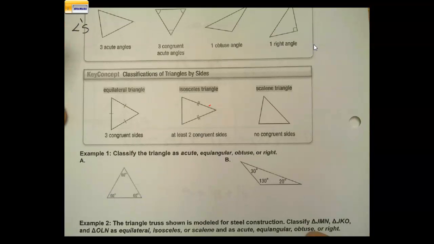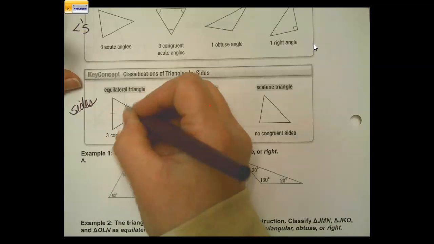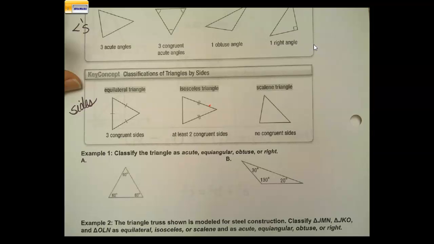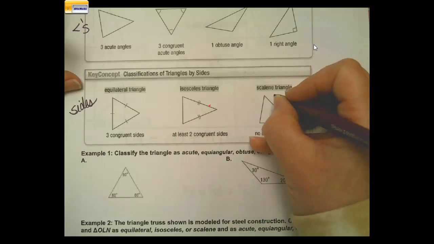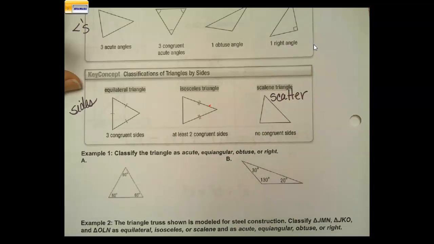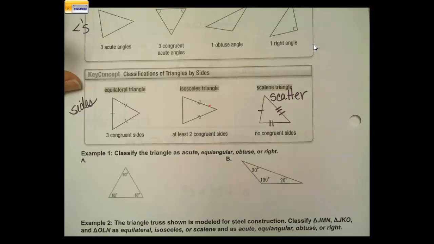Now for the sides, put sides here because you have to do both. If they're all the same, they would have these tick marks, and that's an equilateral triangle. Isosceles means two of them are the same. And then scalene means no congruent sides, or I call them scattered. That's how I remember scalene. They're scattered. They're all different. So this is something, and this is something else.